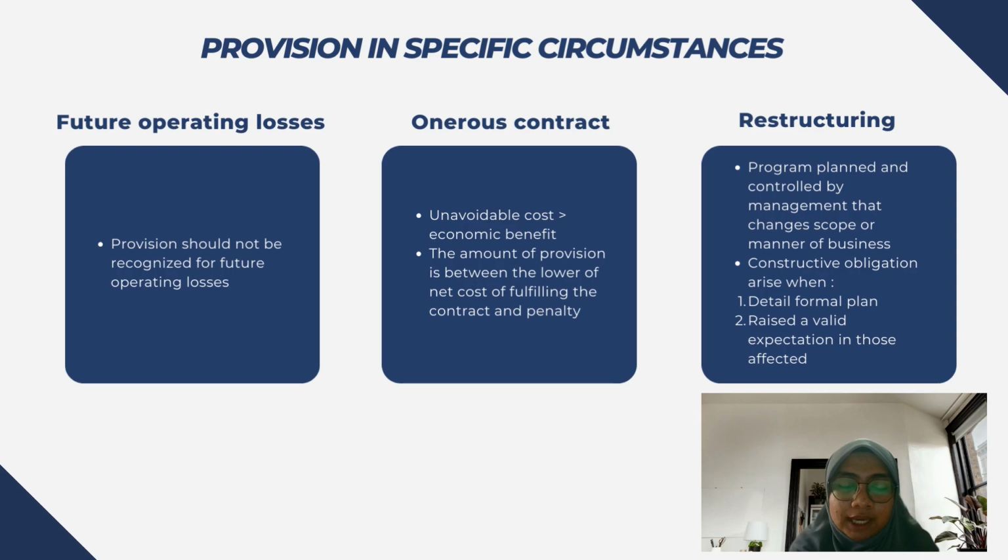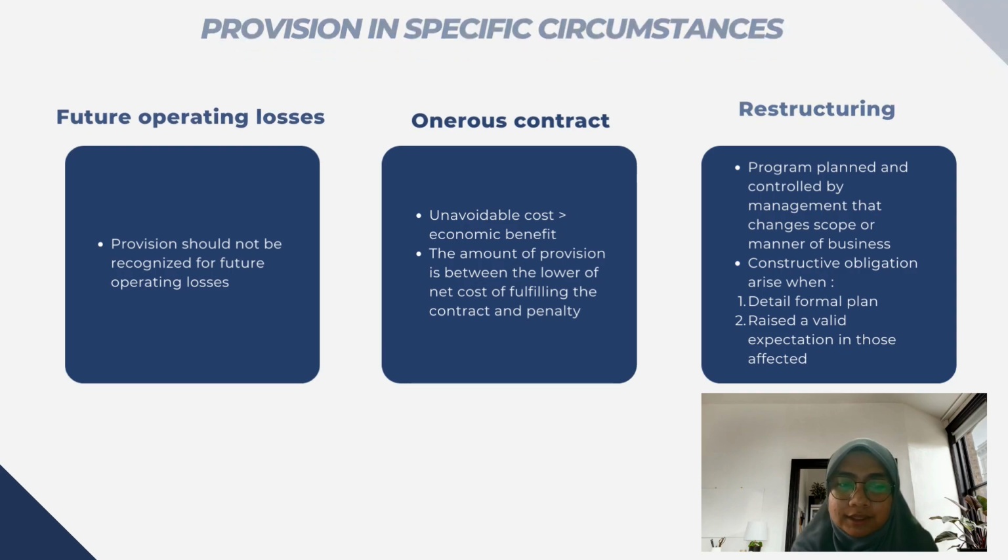And third is restructuring. Restructuring is a plan of management to change the scope of a business or the manner of conducting a business. A provision for restructuring must be recognized when two conditions are met. First, the entity has a detailed formal plan that provides minimum information, such as the location affected and the number of employees who will be terminated. And second, a valid expectation must have been raised by the entity in those affected parties.